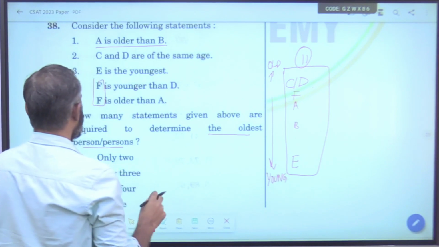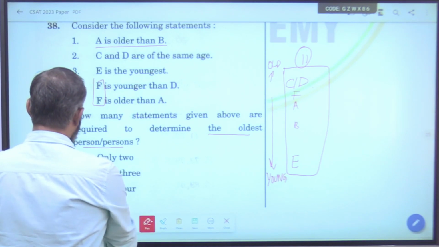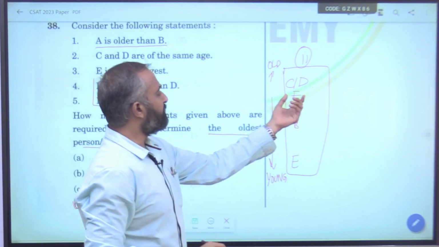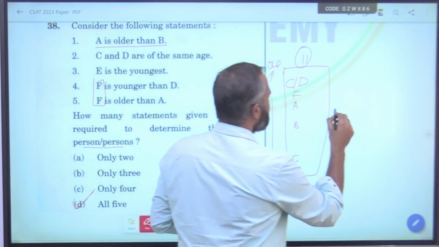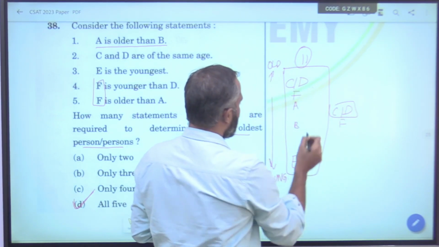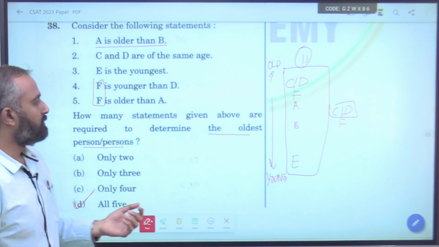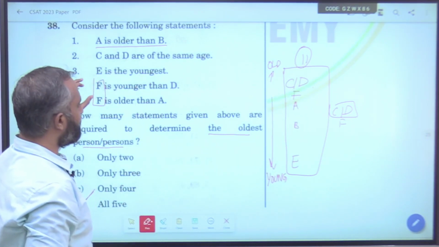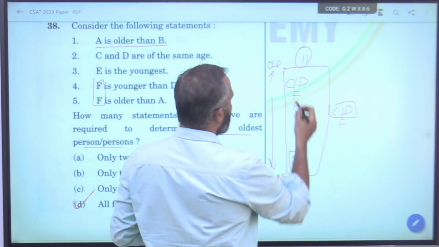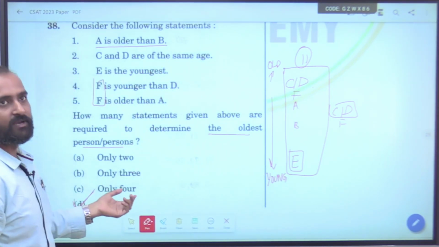Now, how many statements are required to determine the oldest person? I think all 5 are required, because till the last instance we were here only, because this portion could be here, here, here and here. So only at the last instance this could be arranged, and each and everything is important. If you don't specify E, it could be above C and D, or between C and D. So each and every statement was important here. So all 5 were needed.